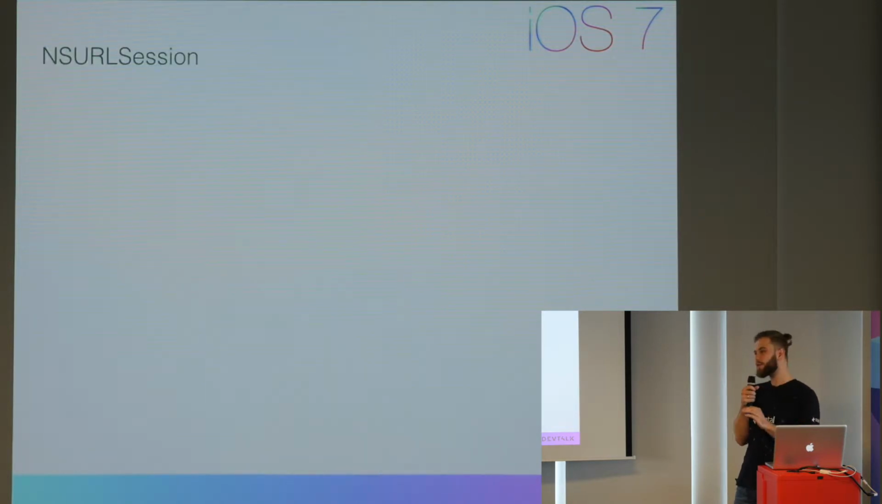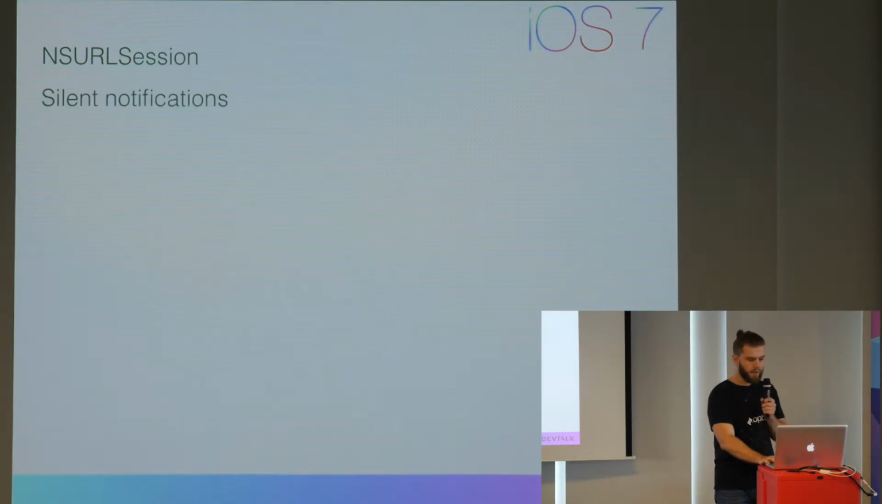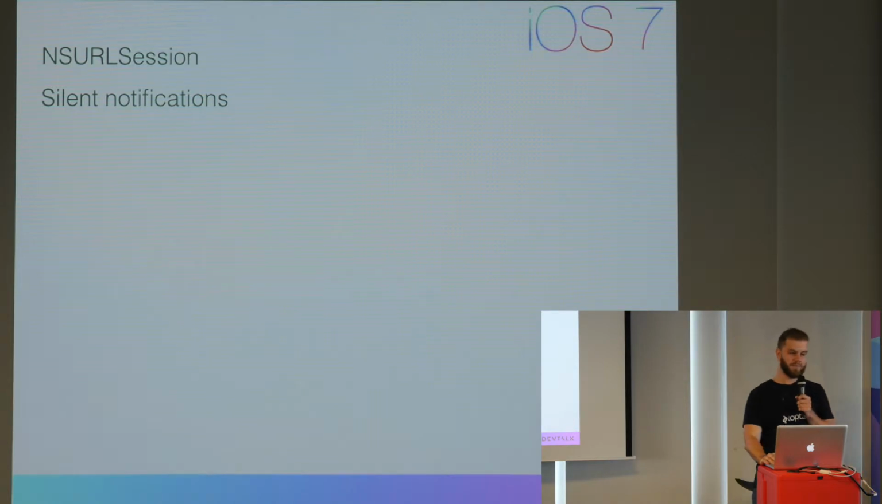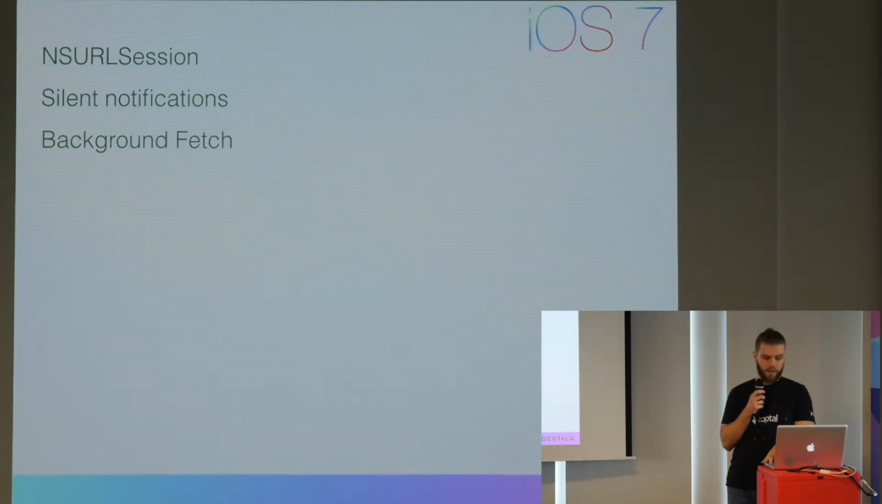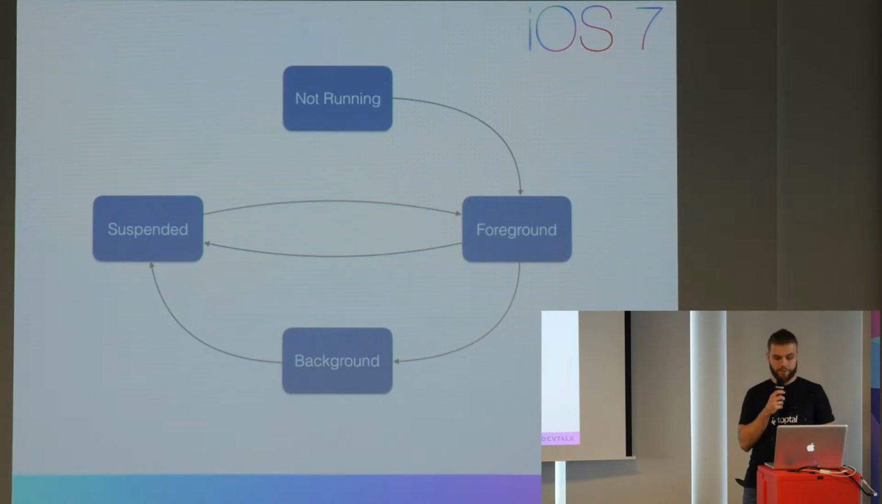So what was new about iOS 7 and why is it again revolutionary in terms of background? iOS 7 introduced three interesting things that are very important for background and background syncing. The first one is called NSURLSession. The second one is silent notifications. And the third one is background fetch. So I'm going to talk about this a little bit more so you understand how it works and why it's important. Let's see again our picture.